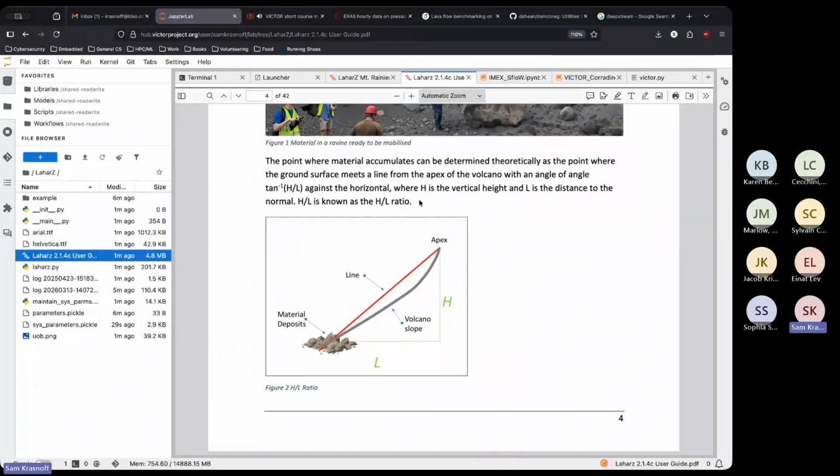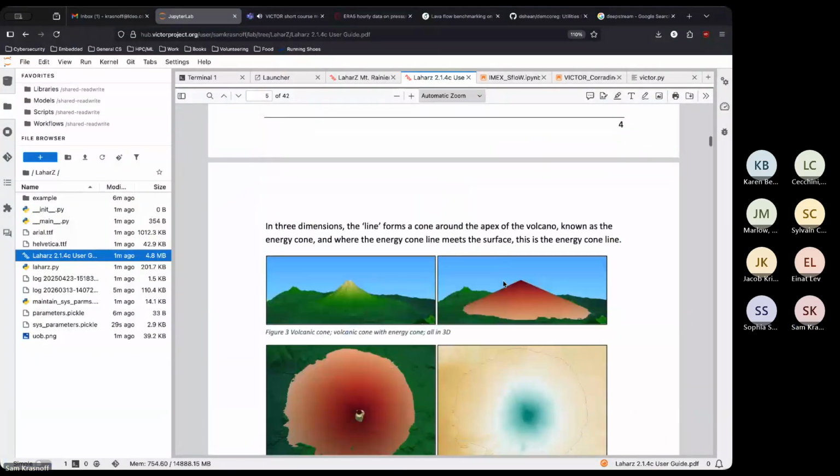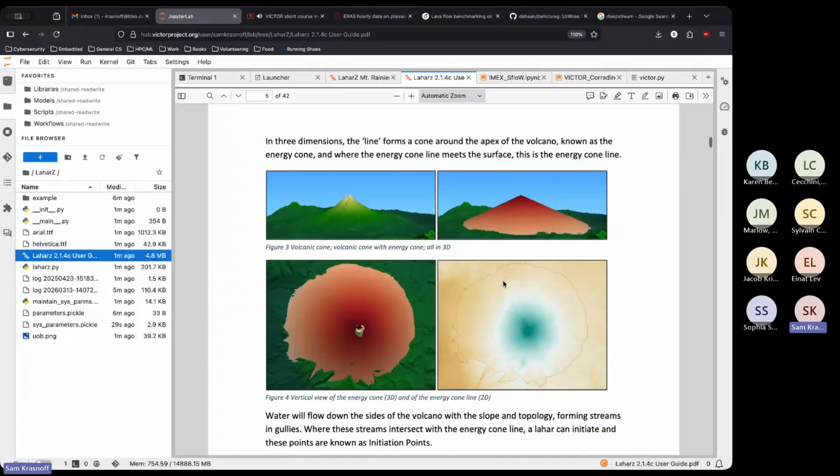With that angle you can see against the horizontal. So here's the apex of the volcano, here's the volcano slope, and here's the H/L line. And what this creates in 3 dimensions is a cone around the apex of the volcano, which is known as an energy cone.